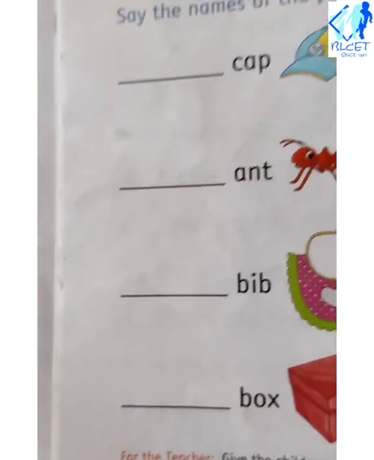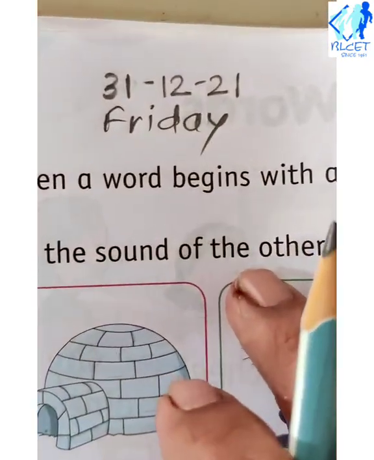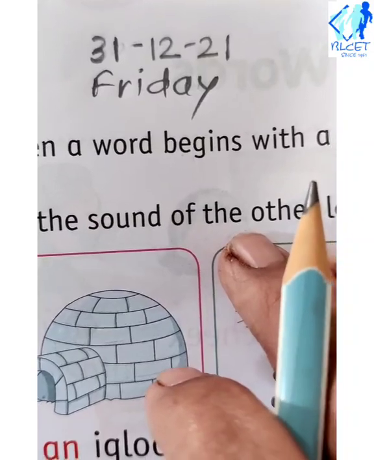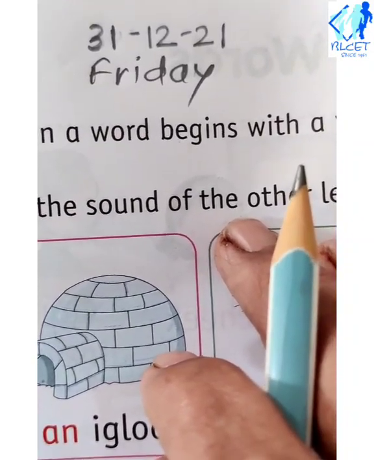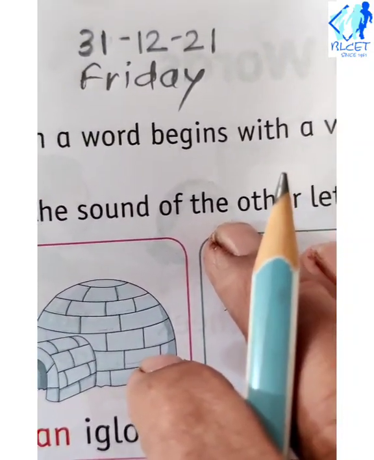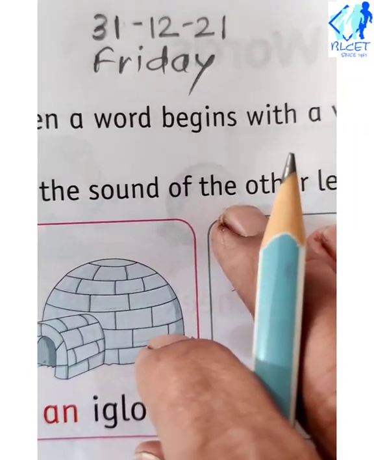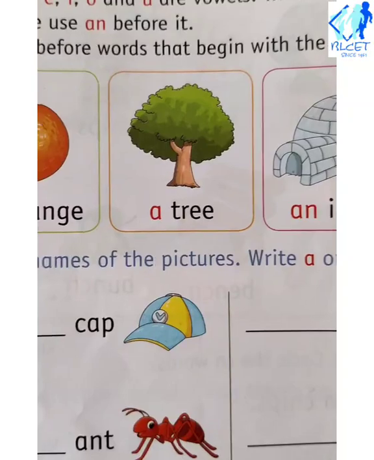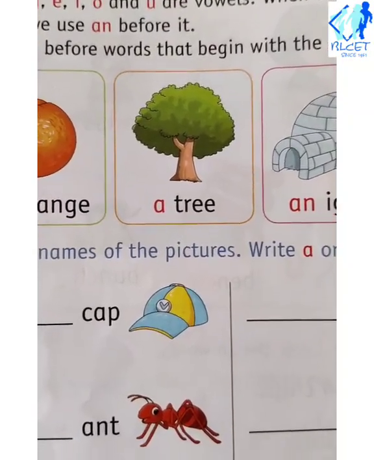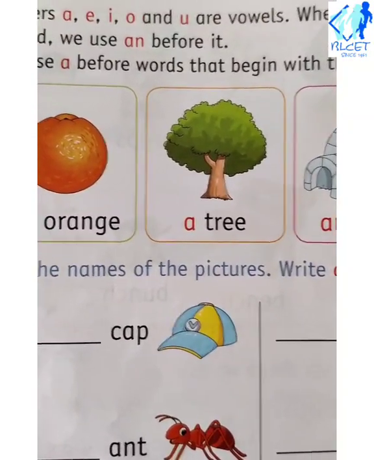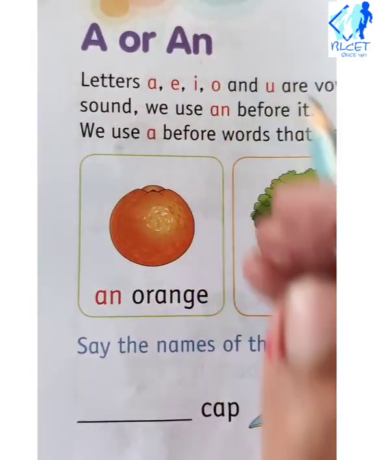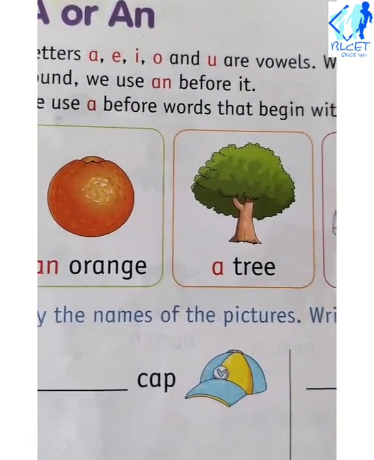Take out your Viva Early Skill English book and open page number 666. Now, in this page, you have to write like this: date and day, 31-12-21. And what is the day today? Friday. So, yesterday we have done about a and an. When and where we have to put a and when we have to put an with a word. Okay? So, let's do that here.